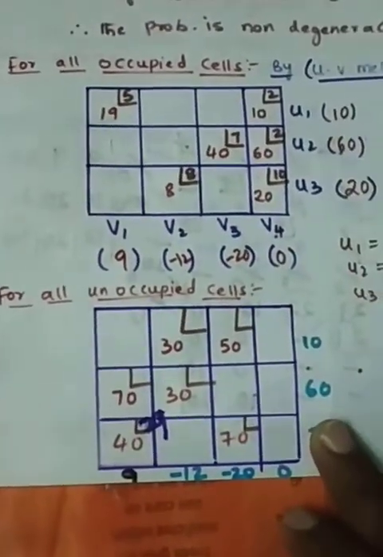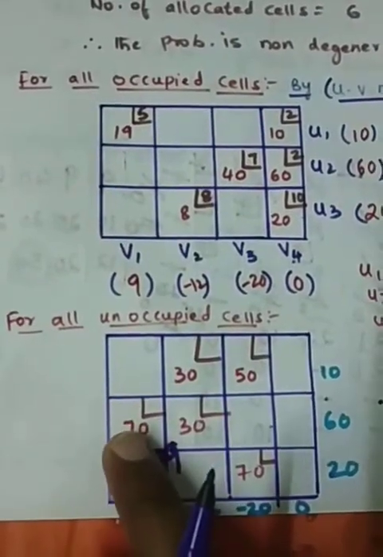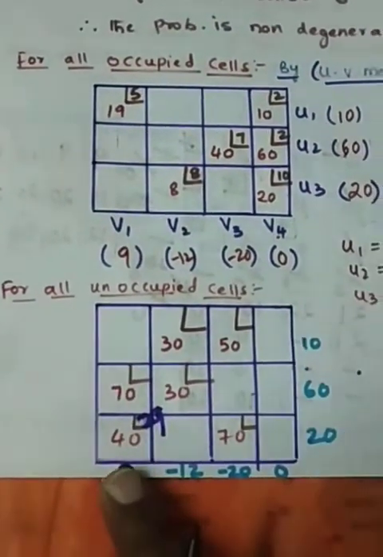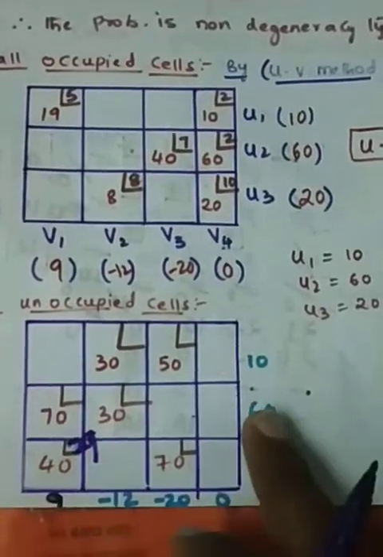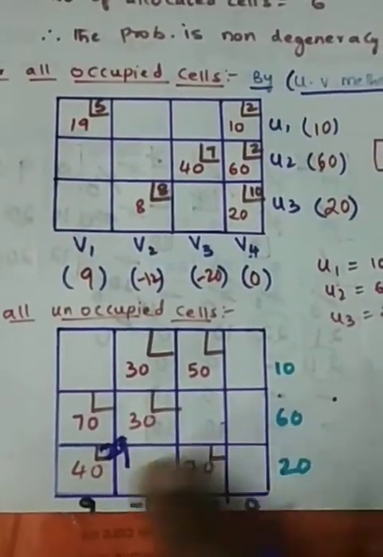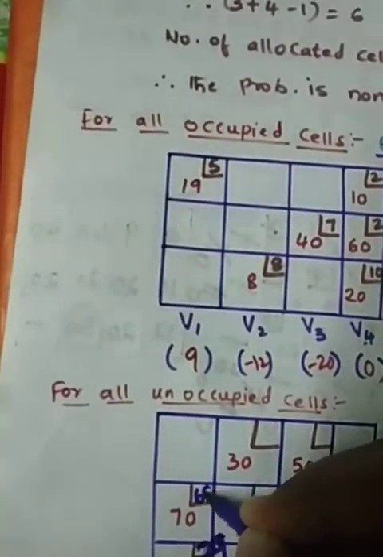Right. Similarly now I enter into this particular cell. Corresponding to this column the value is 9. Corresponding to this row the value is 60. Both of them are again positive. 9 plus 60 is 69. So I allocate 69 here.